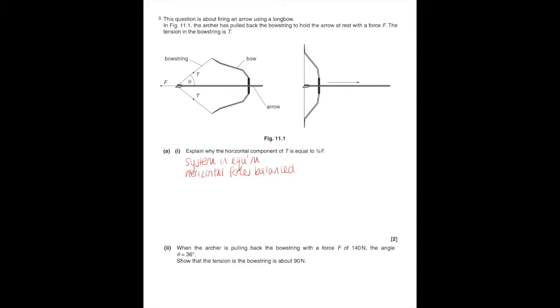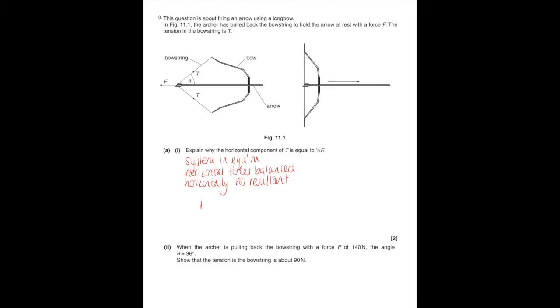The fact that it is in equilibrium means that our horizontal forces must be balanced, or you could say horizontally no resultant. So any of those three will get you that first mark. What you then have to do for that second mark is therefore identify that the F here is shared, or in fact it's balanced, because that's what's going on.